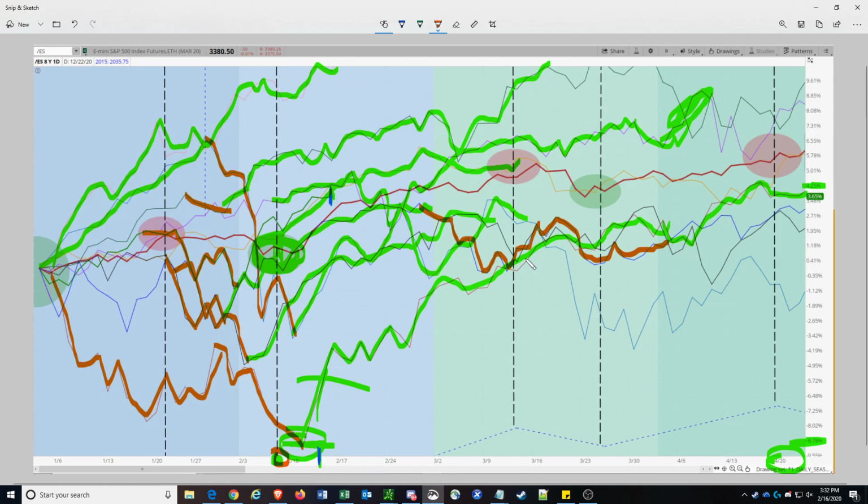But it didn't look bad. It didn't look bad at all. So what do we have? I mean, just looking at this chart, what do you got here? From this point to this point, it looks up.